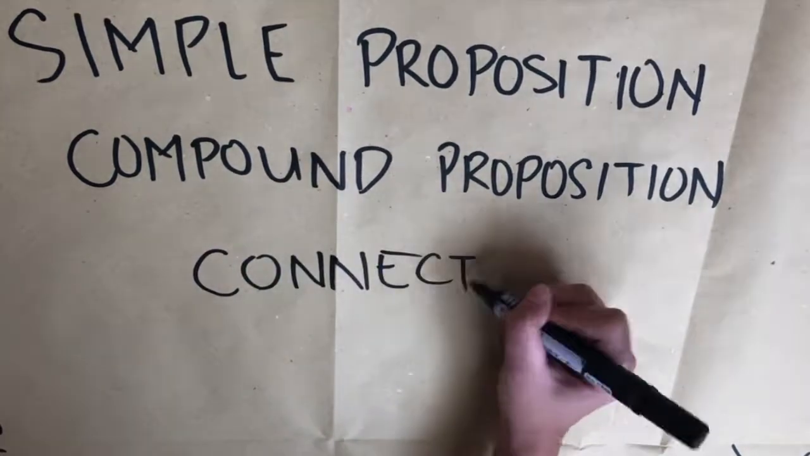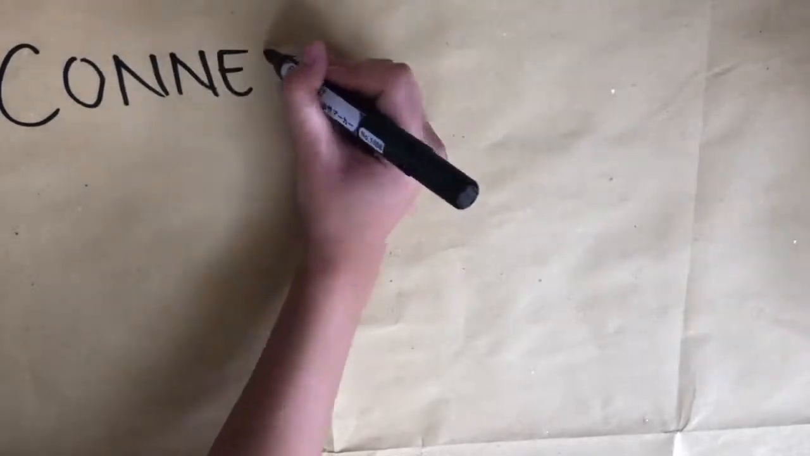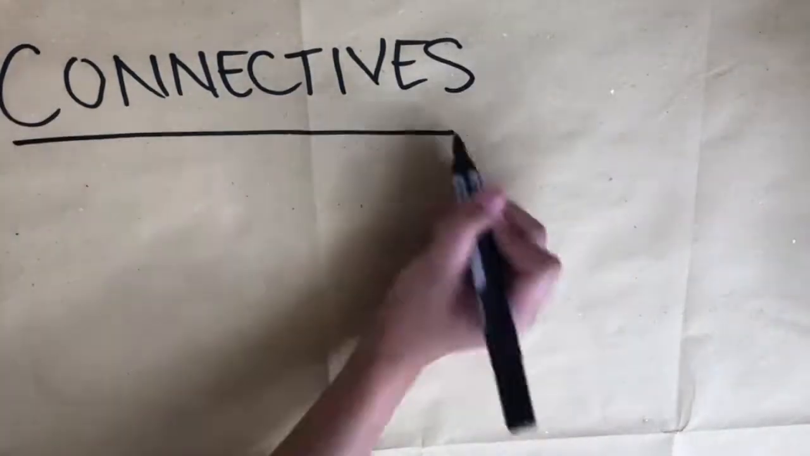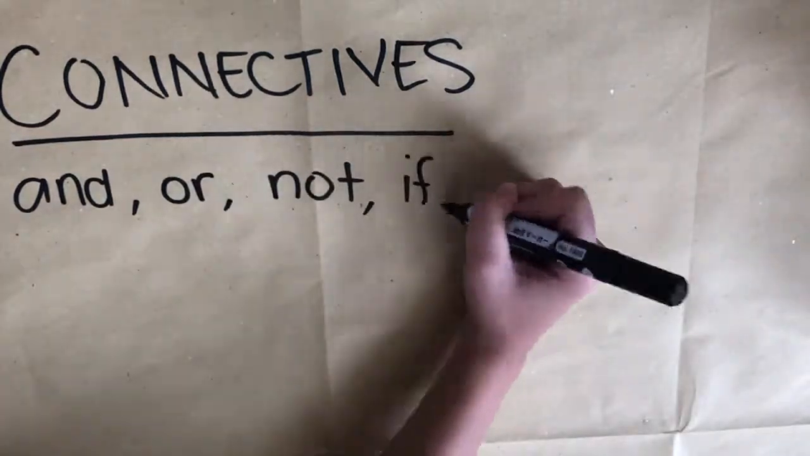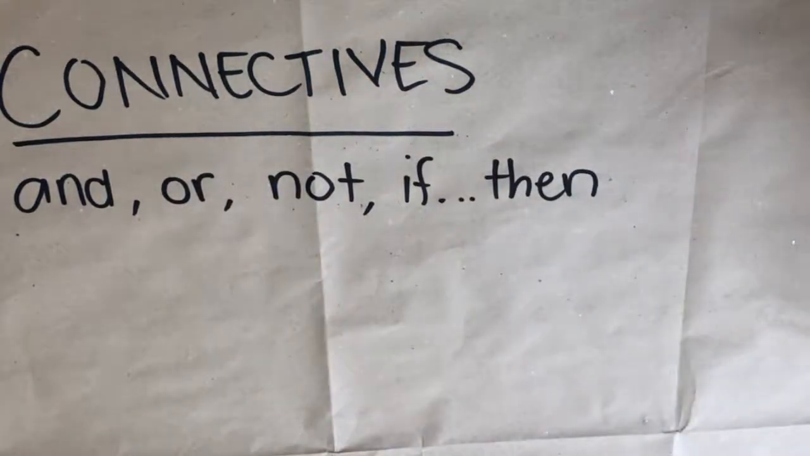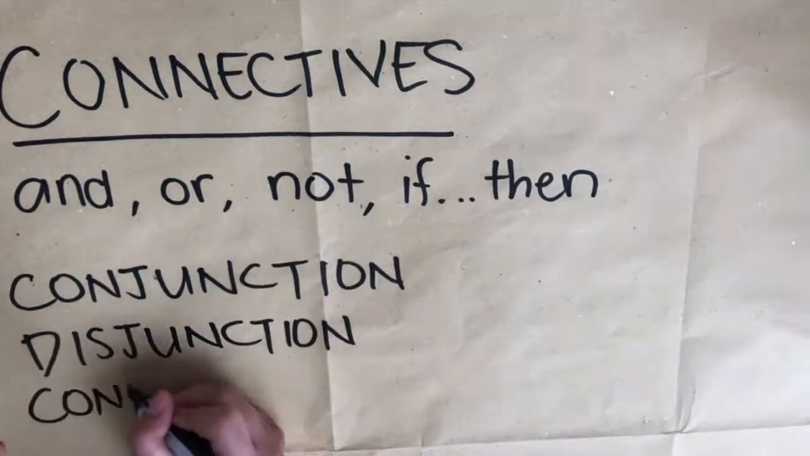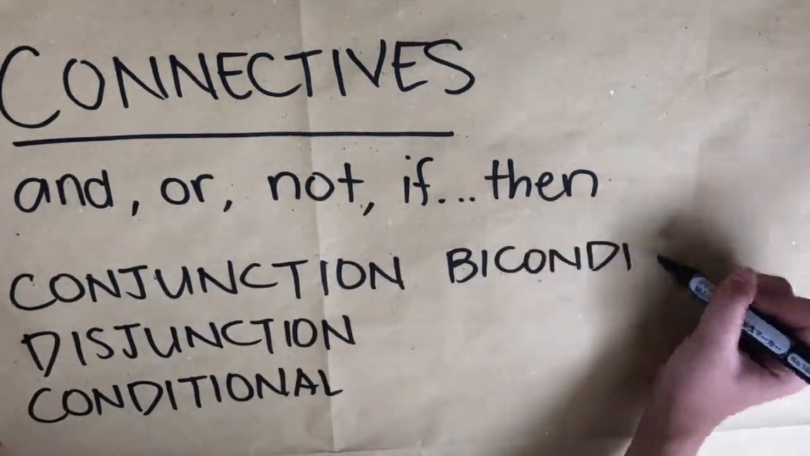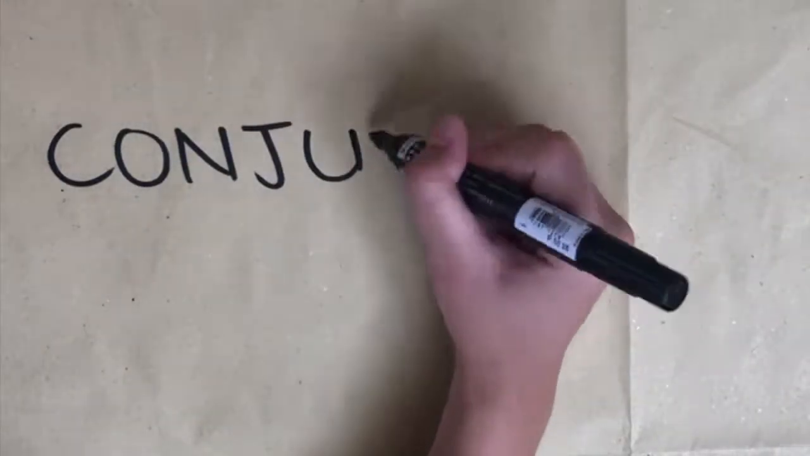So what are these connectives or connective words? Connectives are used to combine simple propositions to form compound propositions. We can use and, or, not, and if, then. If the proposition is compound, then it must be one of the following: conjunction, disjunction, conditional, biconditional, or negation. So let's start with conjunction.